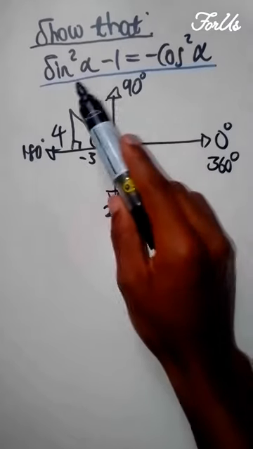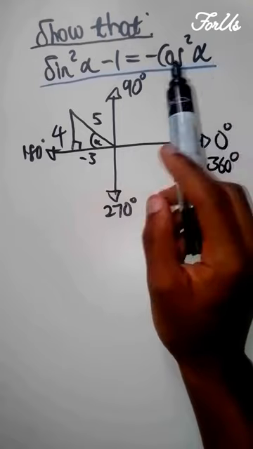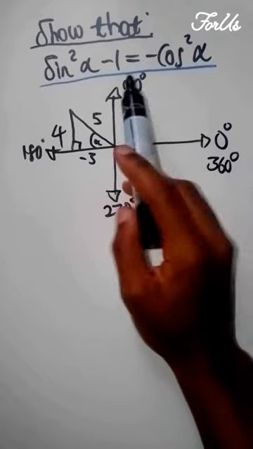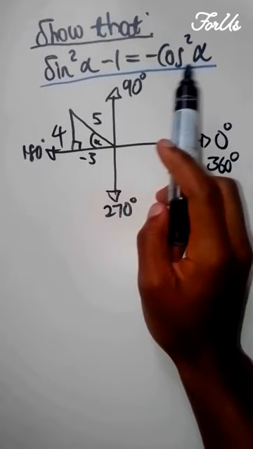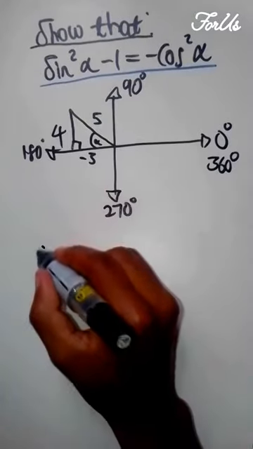The question now says sine squared theta minus 1 is equal to negative cos squared theta. They want you to show that, in other words, they want you to prove that sine squared theta minus 1 is equal to negative cos squared theta. This is how you can do it.